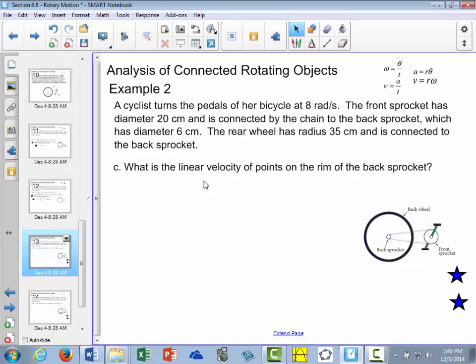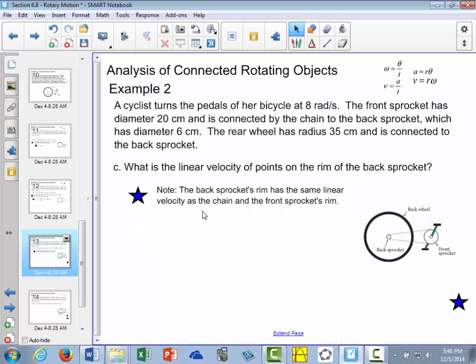From there, we can ask for the linear velocity of points on the rim of the back sprocket. Well, the rim of the back sprocket is also attached to the chain, so that linear velocity can't change. That chain has to keep moving all the way around at the same linear velocity. So that's the same linear velocity as we just calculated. It's going to be 80 centimeters per second.